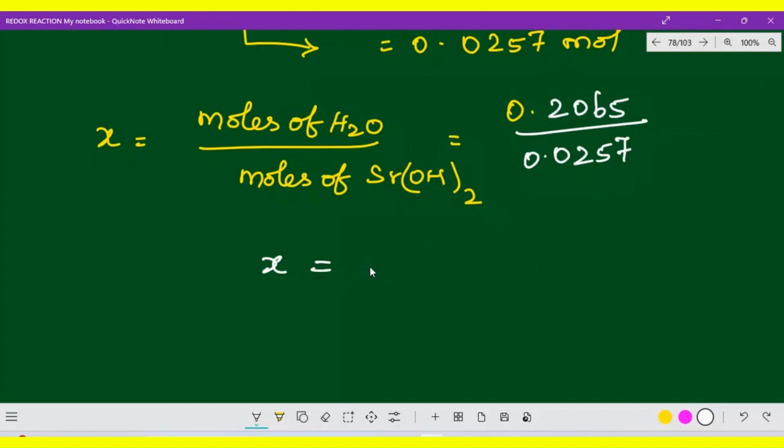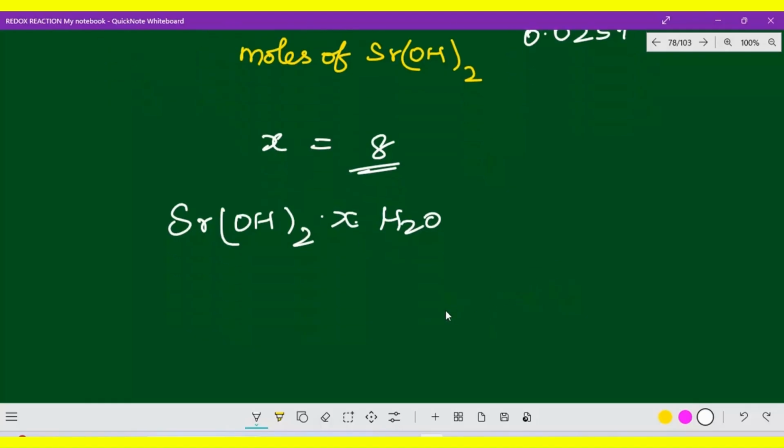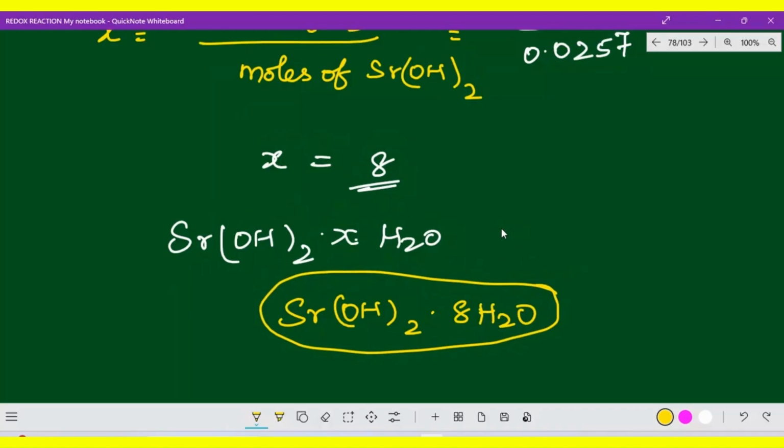When you calculate this, you will get 8. So here X, that is strontium hydroxide, X H2O is there. So X H2O is nothing but 8 H2O, right? Here strontium hydroxide 8 H2O, right? So this is the correct thing. I hope you got the clarity.